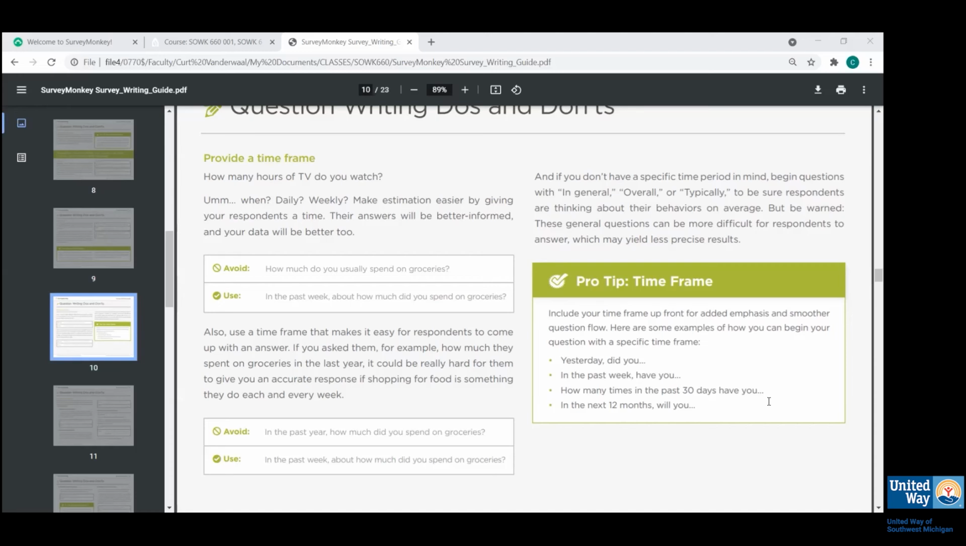But yes, totally agree. Don't recreate the wheel, especially when there are plenty of organizations out there that are probably doing the same thing you are. So that's super important. Thank you, Mary Jo, for that.